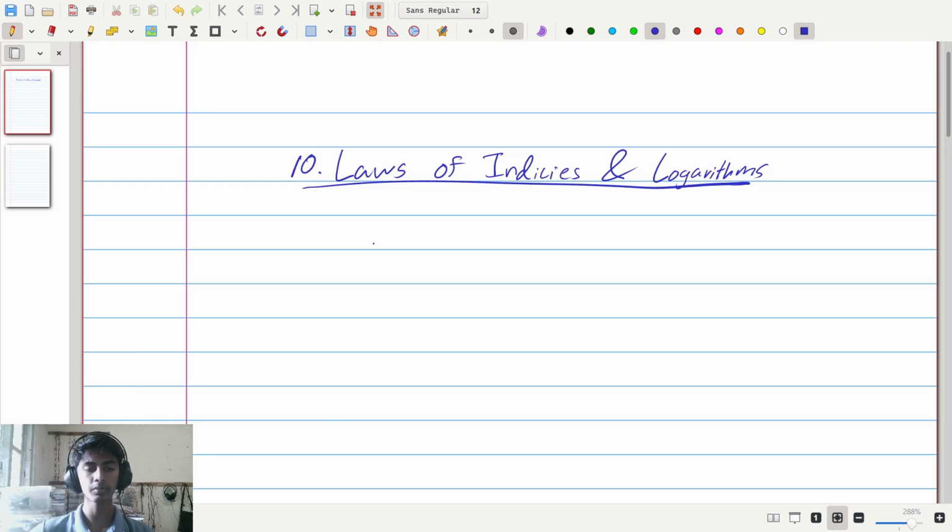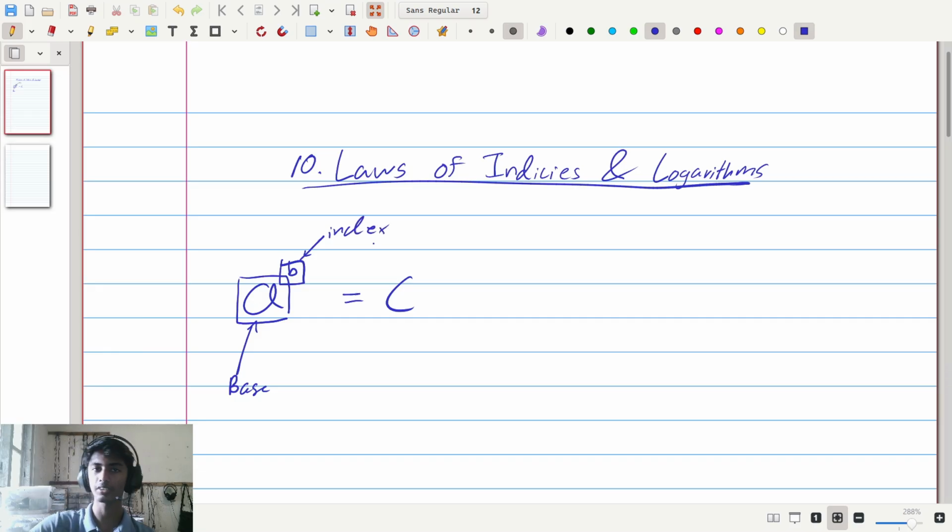What are indices? Consider a to the power of b equal to c. Over here we're taking a to the power of b and then that result is equal to c. Here a is what we call the base, b is what we call the index, and c is the result. You already kind of know what this operation is, but we have to start from the beginning in order to explain what it actually means.